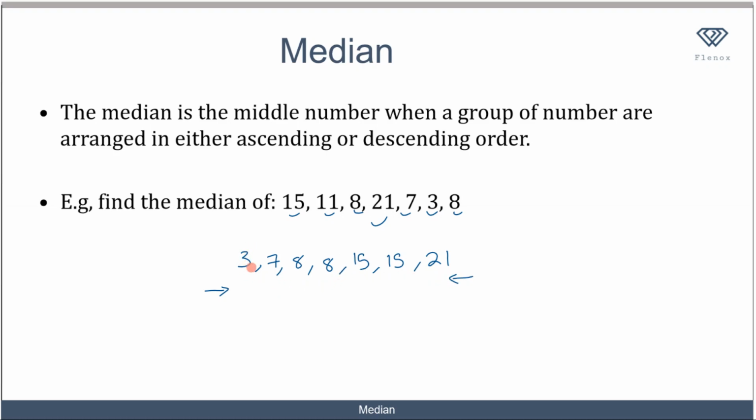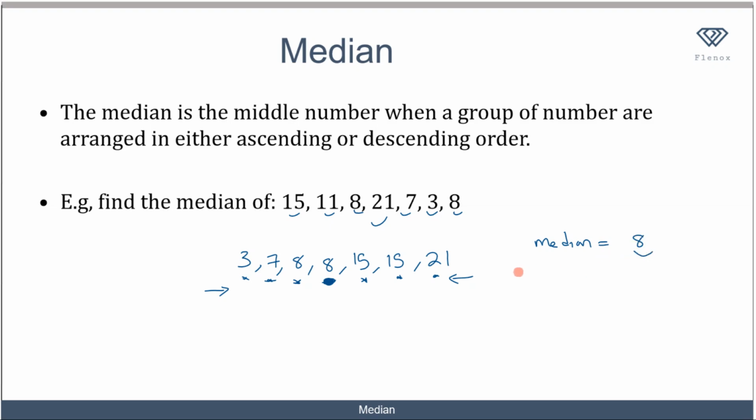If I move here once and I move here once, I'm at this number. Then I move a step further to this number, and a step further on the other side, and again, and again. It coincides at this point over here. So this number, where moving from two directions coincide, is my median. So my median is what? 8. The middle number in this case is 8.